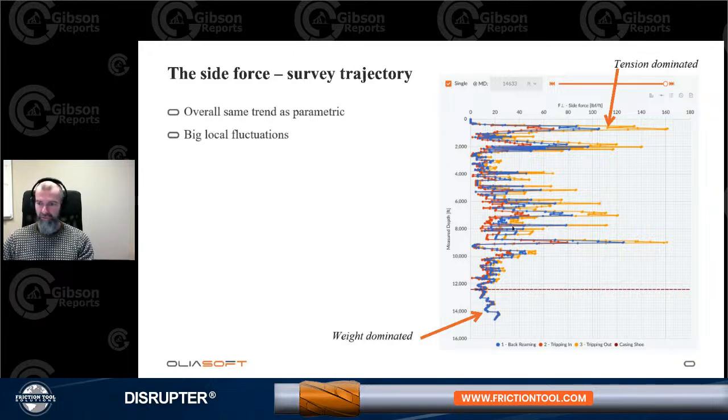So this is a rather vertical well, but still it behaves like this. You get all these fluctuations, and you also get high side forces in these types of wells. Same as you would get if you are going into a more lateral well.